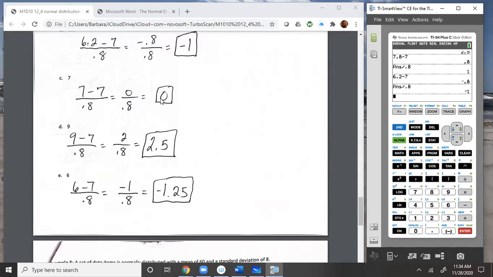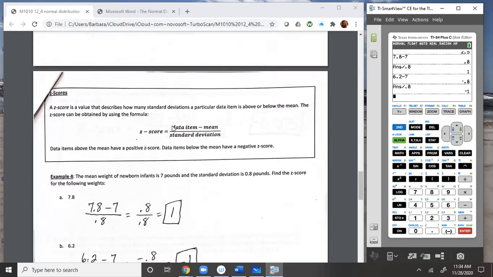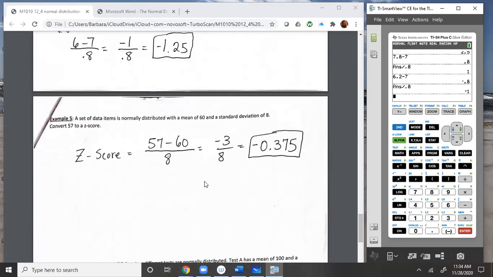Okay, so when you're calculating the z-score, always start with the data itself, that's x, then subtract the mean. Sometimes you'll get a positive number, sometimes you'll get a negative number, and then divide by the standard deviation.